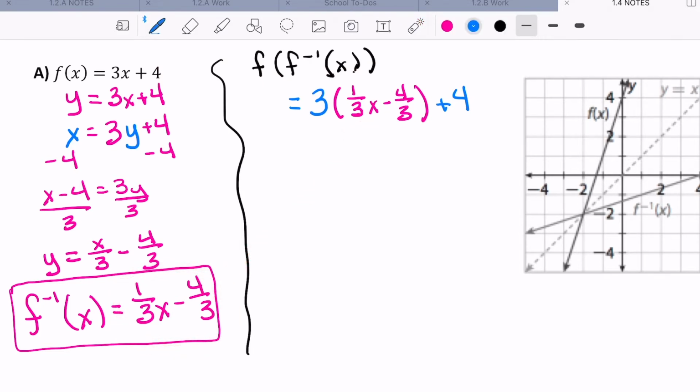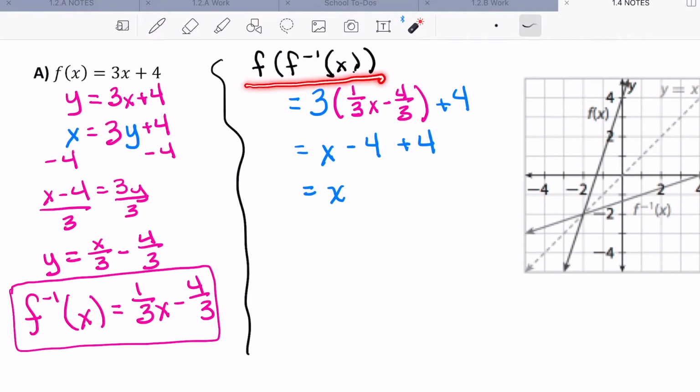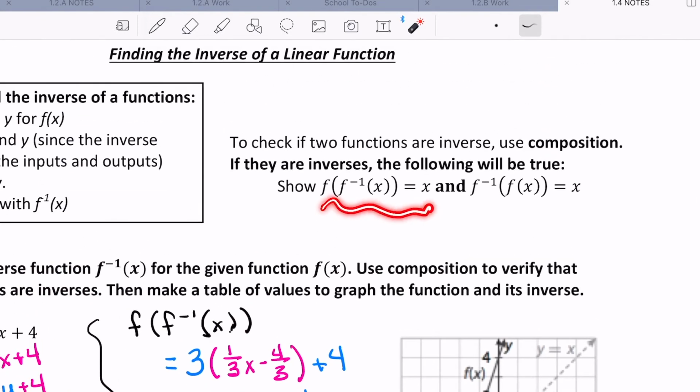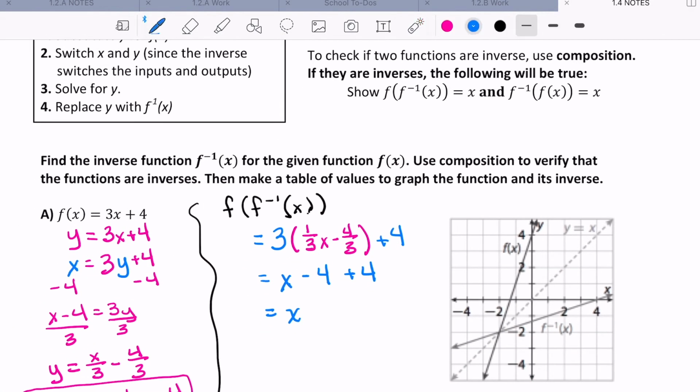And we are going to simplify. So how do we simplify? We take this outside value and distribute it into the parentheses. 3 times 1/3 is simply 1x. 3 times -4/3 is -4. And then we have plus 4. Okay. Simplify here. -4 plus 4 is 0. So we are left with x, which means that the function of the inverse function of x is equal to x. And that is exactly what we wanted to show to prove the inverse. Okay, that's just one step.